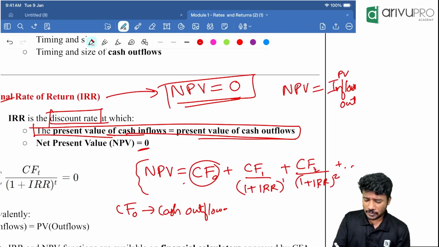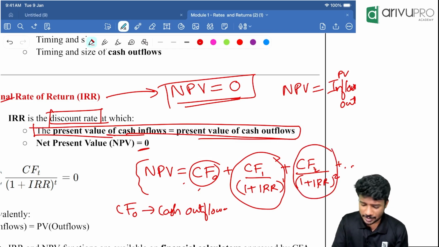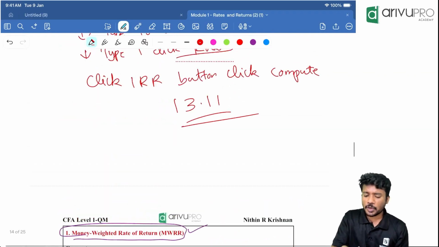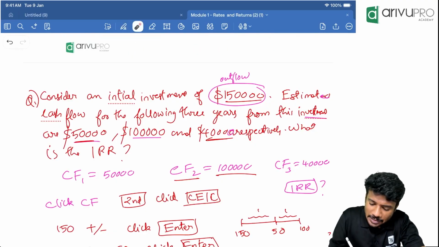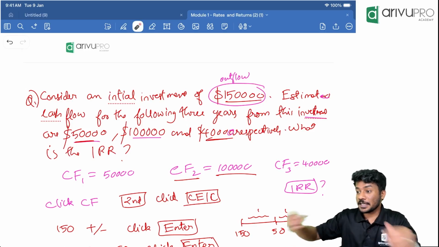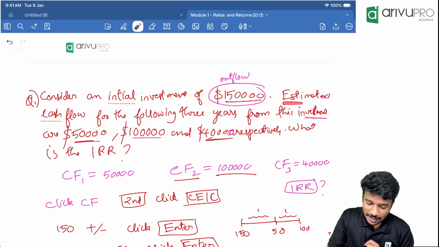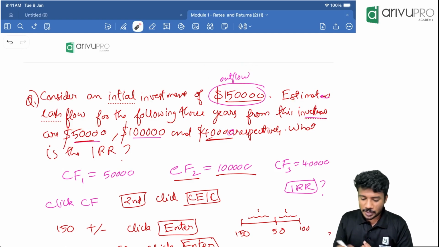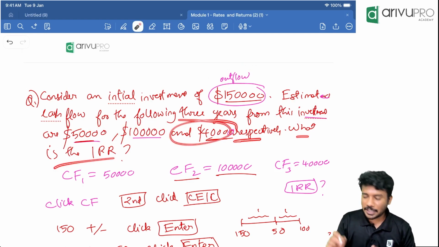Okay. So this can be taken as outflow plus, for the first year there is an inflow and a rate, for the second year there is an inflow and a rate, etc. Now there is a question. In order to understand how to find IRR, I gave you one question. Consider the initial investment is $1,500. What do you mean by initial investment? That is something we are spending, right? So it should be called as what? Outflow. Then the estimated cash flow for the following 3 years from the investment is, first year 50,000, second year 100,000, third year 40,000 respectively. What is IRR is the question.